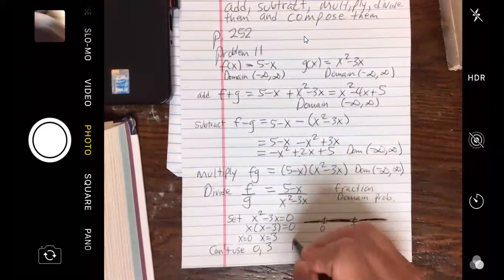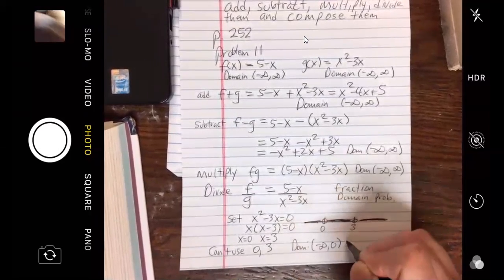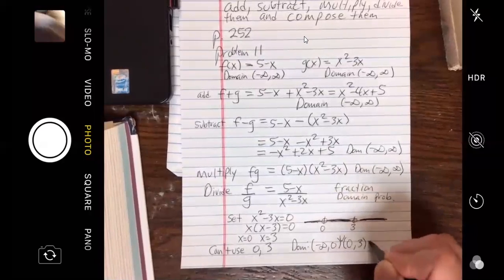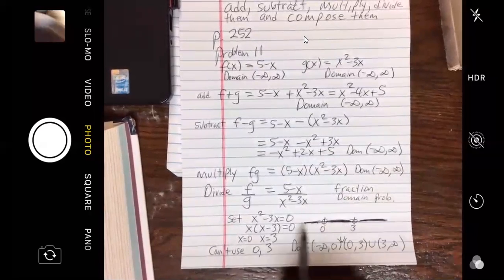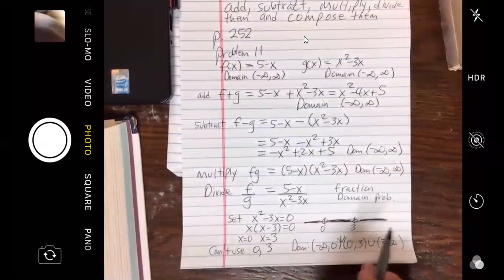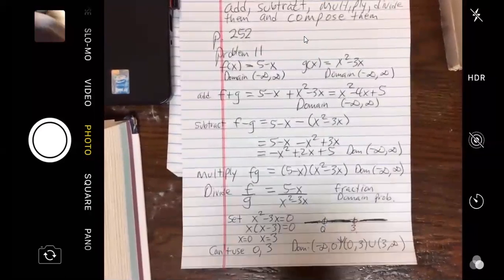Domain then. Negative infinity to 0. Usually stick a U between them. 0 to 3. 3 to infinity. So 2 numbers divides it into 3 intervals. You can use any number in any of those intervals. Don't have to test for anything. The only numbers you can't use are the 0 and the 3.